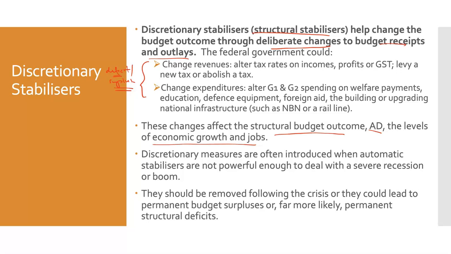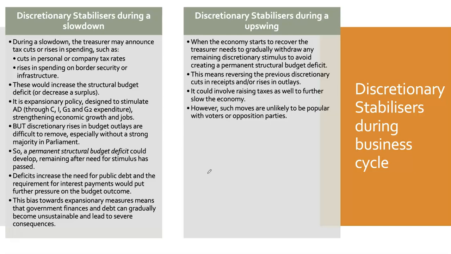These are often introduced when automatic stabilisers have not been powerful enough to deal with recessions and booms and stabilise the business cycle themselves. Now, they should be removed and probably not used unless automatic stabilisers have been not effective, because it can be quite hard to change them afterwards. But that's what we mean by discretionary stabiliser.